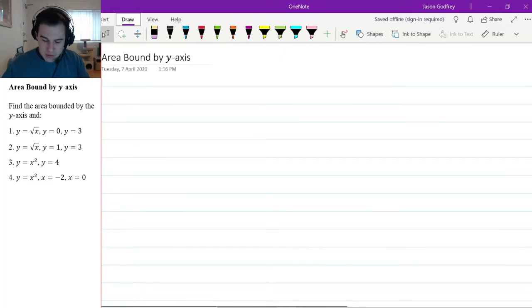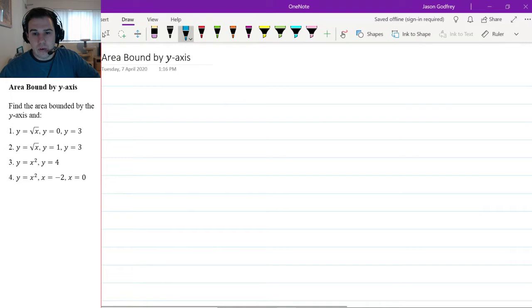Hi, this video is going to be on areas bound by the y-axis this time. So there'll be some similarities with the last concept with x-axis, and we can use our knowledge from x-axis bound areas to solve some y ones. So we'll just get stuck into it. I'll do the first problem, and I'm going to do it in 3 different ways.